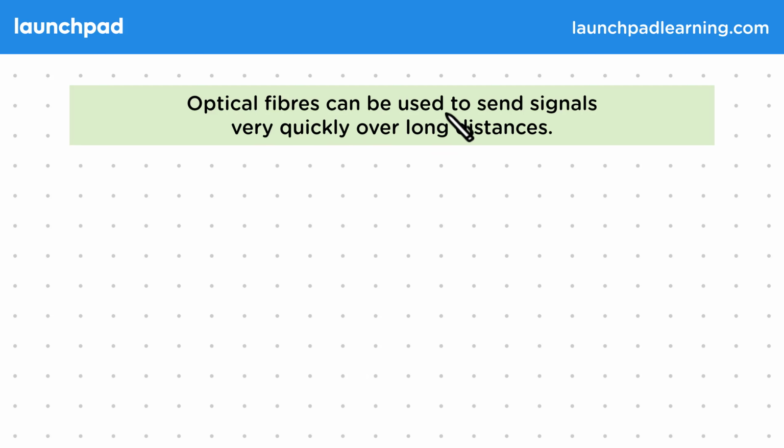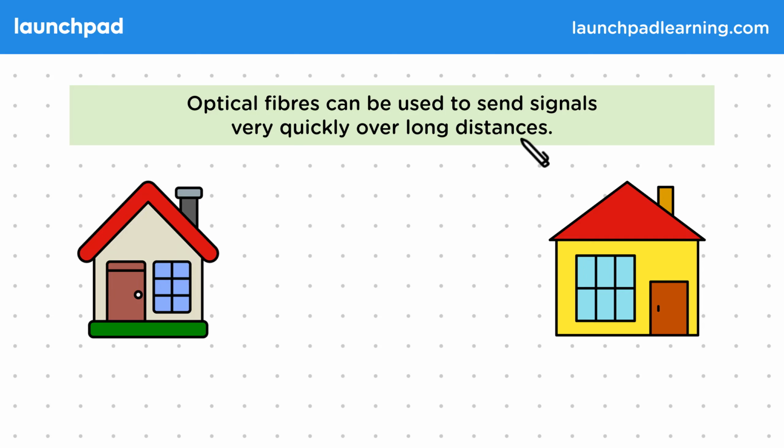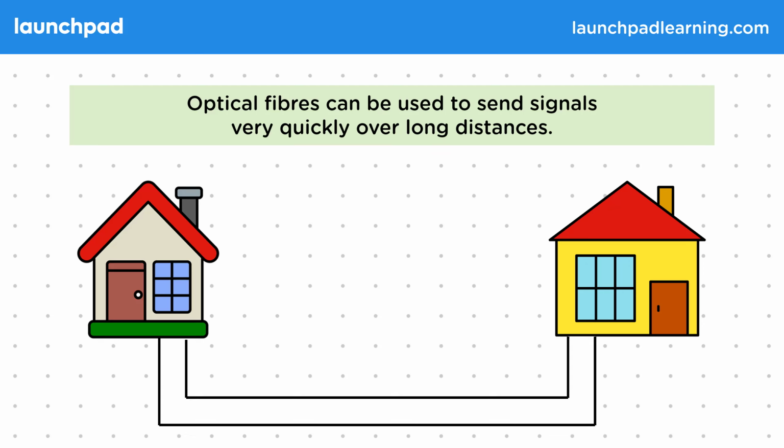Optical fibres can be used to send signals very quickly over long distances. Here's an example of two places we want to send a signal between. This could be to establish an internet connection or to make a phone call. This can be done using an underground optical fibre network. When we use this, we send electromagnetic waves through thin glass tubes. These waves will bounce off the walls of the tube, allowing them to navigate corners and reach their destination.